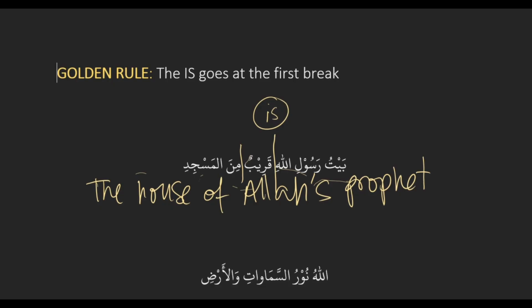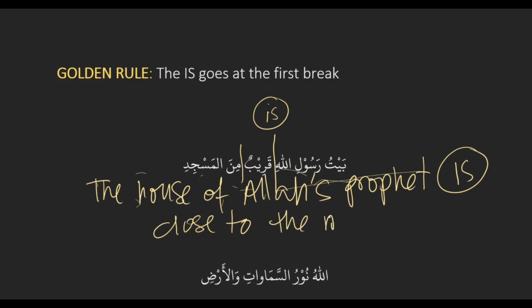We found our breaks so that we could put the is at the first one. So we have our first break here, that's where our is goes. The house of Allah's Prophet is close from the masjid. Is that how you say it in English? Remember, always translate in a way that sounds natural. Close to the masjid, even though min means from. You just be flexible with your translation. You want your translation to sound natural, so we'll translate it in the way that's normal in English.